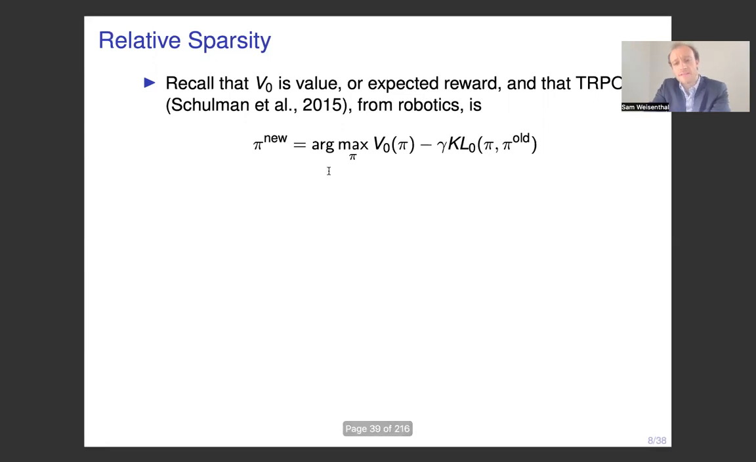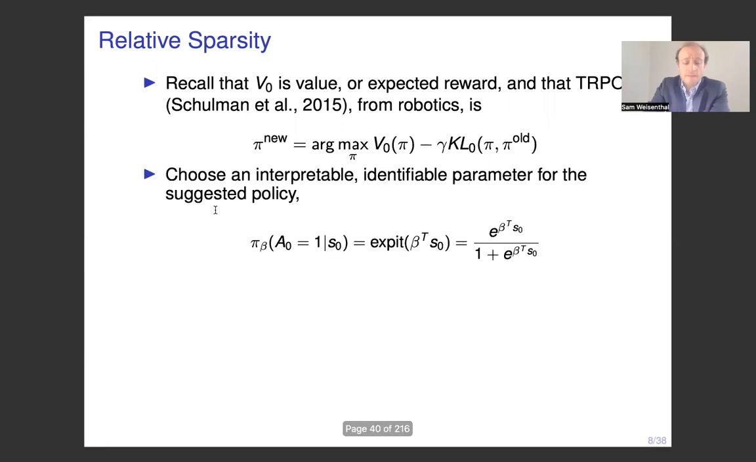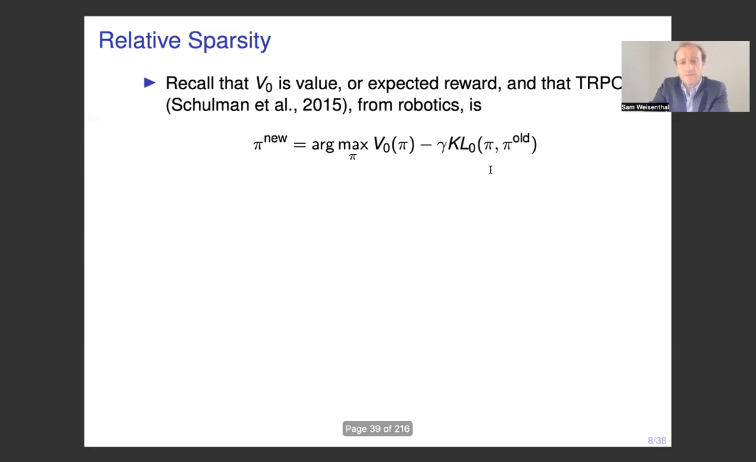So how are we going to change this to achieve the goals that we've set out? In particular, we're going to choose an interpretable, identifiable parameter for the suggested policy. Note that in this objective function, the policy is arbitrary. There's no reason that the policy should have parameters.